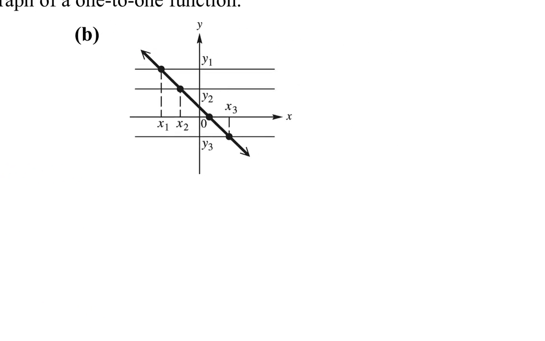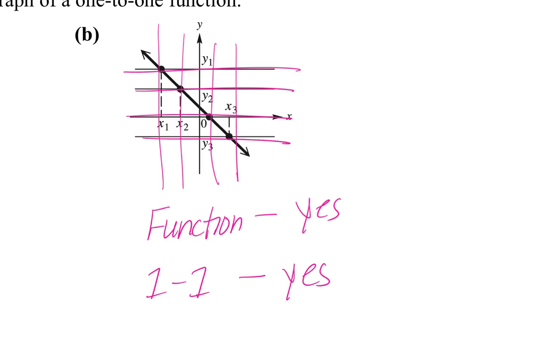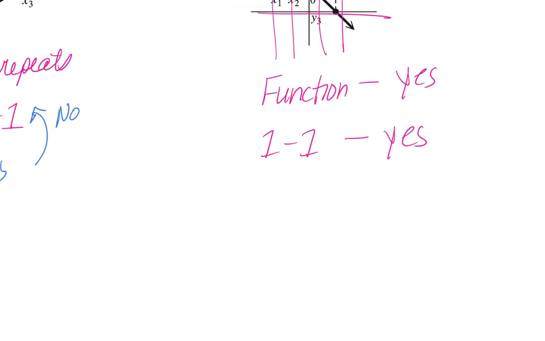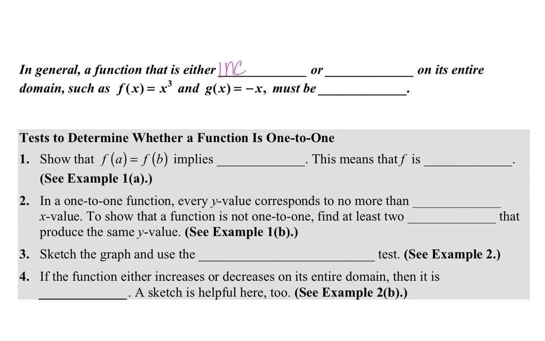Now this one over here is a straight line linear function. Not only is it going to pass your vertical line test, it's also going to pass the horizontal line test. So function, yes. One-to-one, yes. One thing to consider is, in general, a function that is either increasing or decreasing for the whole domain is going to be one-to-one.